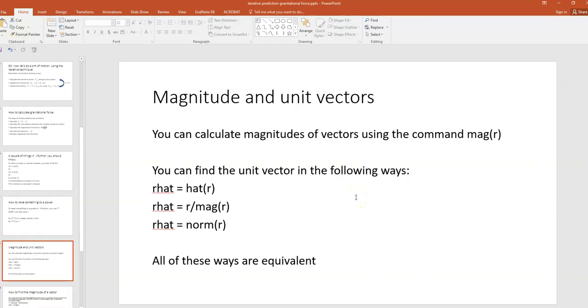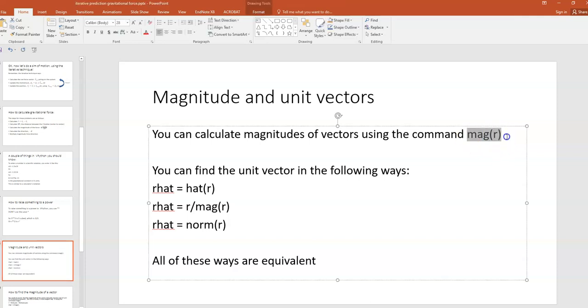Now, if you're going to calculate the magnitude of a vector or calculate a unit vector, here's how you would do that. If you want the magnitude of the vector, let's say that you defined a position vector and you want the magnitude of it, it would be mag(r). And that gives you the square root of the sum of the squares of the components. Of course, you could do that manually, but it's clunky, and this is a lot more elegant.